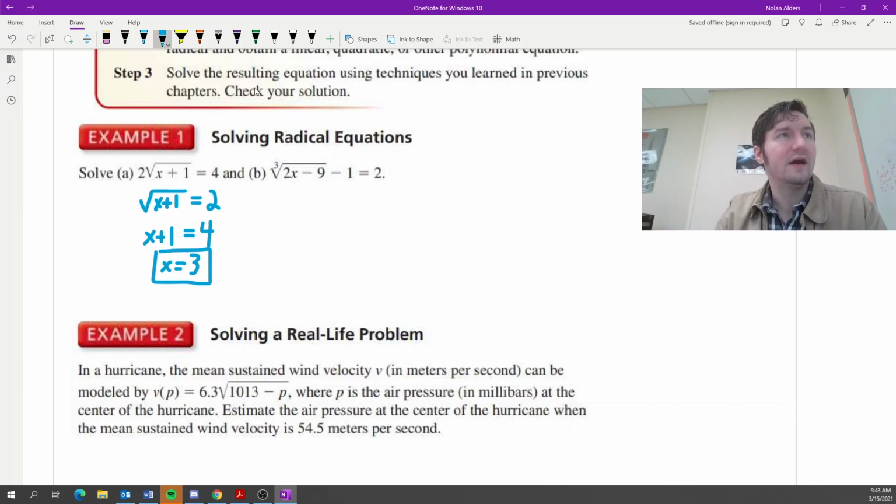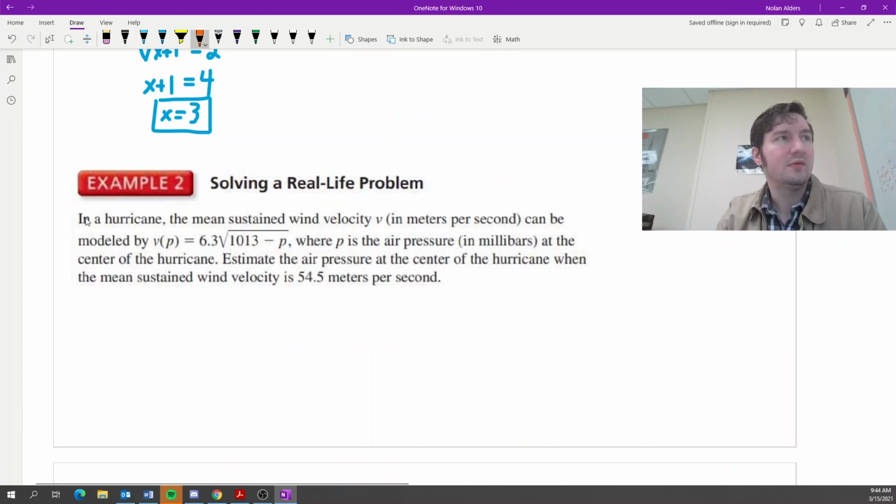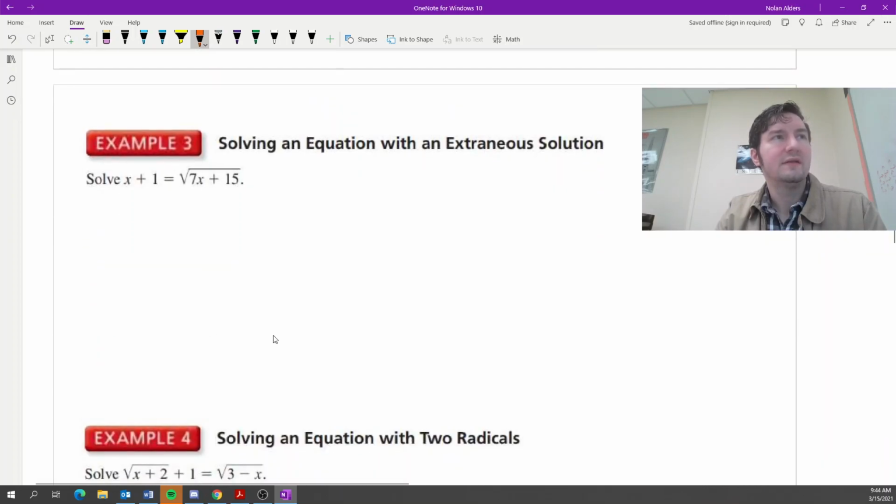I will leave part B for you to work on. See if you can solve that one and get an answer. Here's also a real-life problem. If you'd like to work that one out, you can do that as well. We're going to move on and look at something a little bit different. I was talking about those extraneous roots or extraneous solutions, so we're going to look at an example that includes one of those.